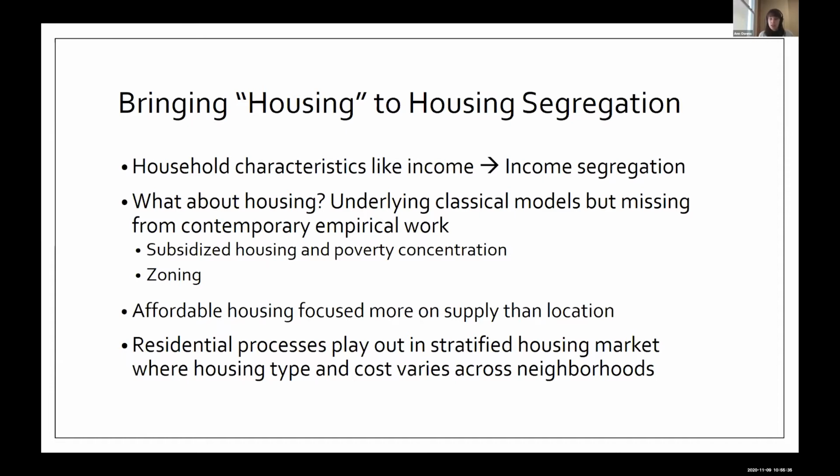And so I took a more direct approach and thought, well, let's measure more directly what the housing opportunities on the ground are in each census tract. And these can be shaped by a lot of things, right? Including but not limited to zoning laws. Zoning is necessary but not sufficient to explain these patterns. So overall, I'm arguing that residential processes play out in stratified housing markets where housing type and cost vary across neighborhoods, and this contributes to residential segregation.